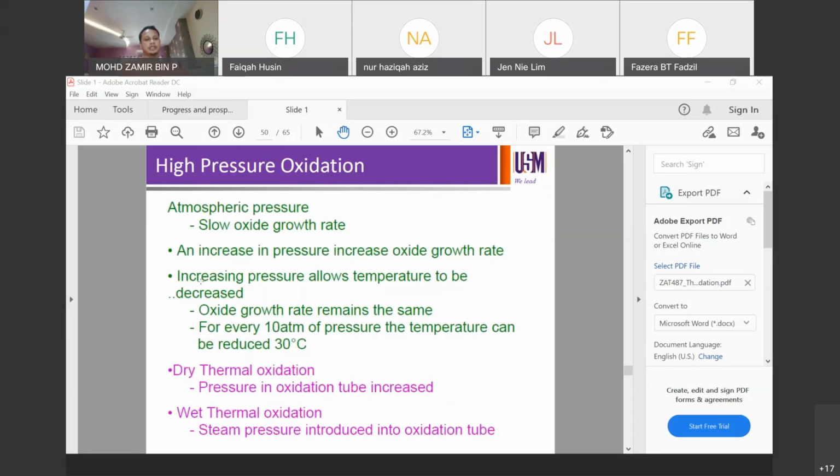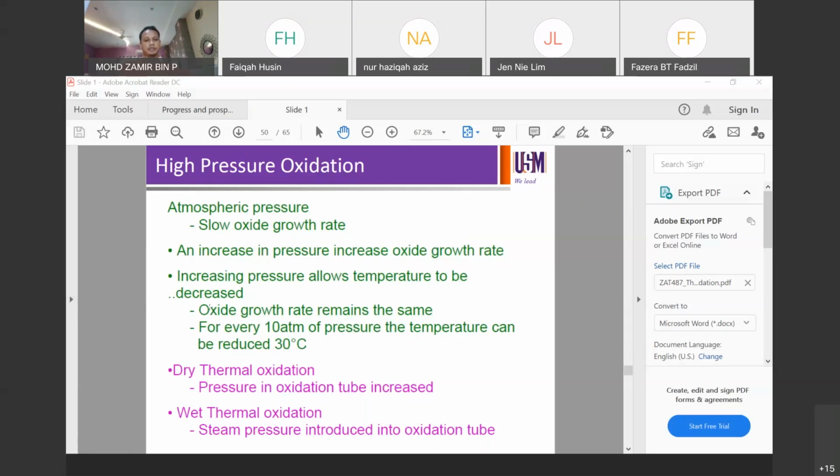High pressure oxidation, so another effect is due to the pressure. So atmospheric pressure, it will slow down your growth rate. So if you increase your process pressure, it will also increase your oxide growth rate. So if you run your process at a higher pressure in comparison to atmospheric, for example, you're going to end up with a thicker oxide by the end of the process.